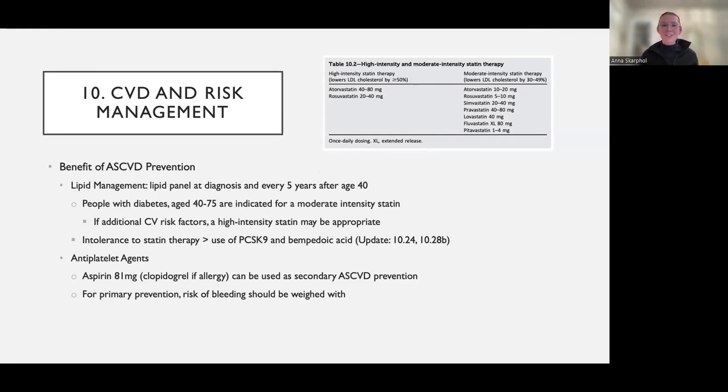So if you remember learning from school, there's all sorts of reasons you can be on a statin and all sorts of qualifications. But this is just a blanket statement. Anyone who has diabetes and is at least 40 and can tolerate a statin should at least be on moderate intensity statin. They might qualify for a high intensity statin based on other characteristics. And then if they can't tolerate a statin, there are a couple other therapies there, those newer agents that we can use to help lower their lipids as well. Aspirin or clopidogrel can be used as a secondary ASCVD prevention as well. But if using it for primary prevention, risk should be weighed.